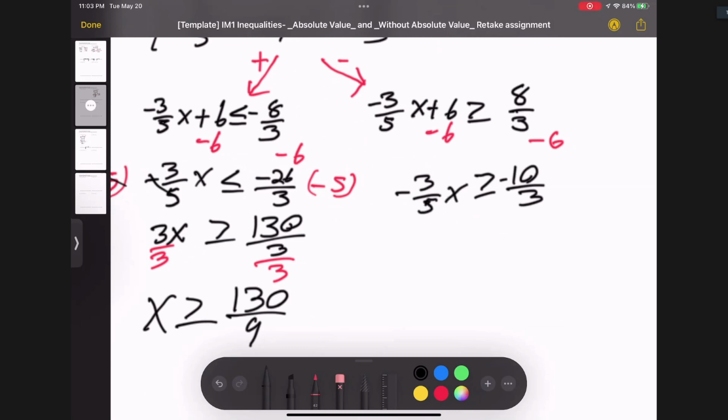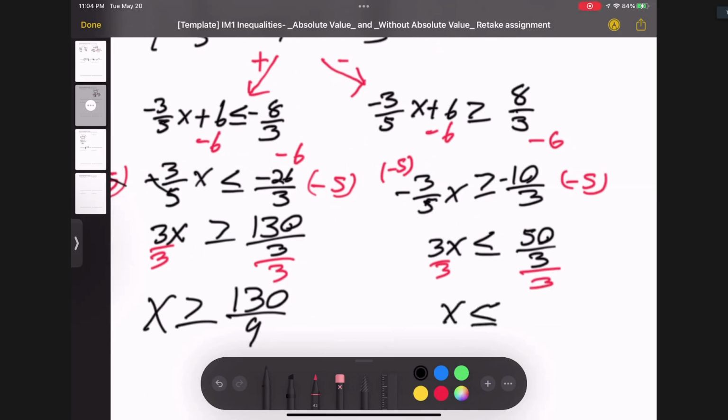x. And then multiply both sides by negative 5. This will be positive 3x, and again the sign switches directions, and we got negative 5 times negative 10/3. That's going to be a positive 50/3. That's going to be a nice number to actually deal with in this situation. And then we're going to be dividing by 3 on both sides. X will be less than or equal to 50 divided by 9.